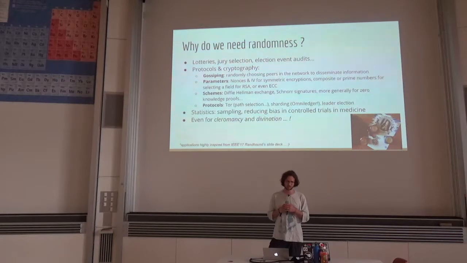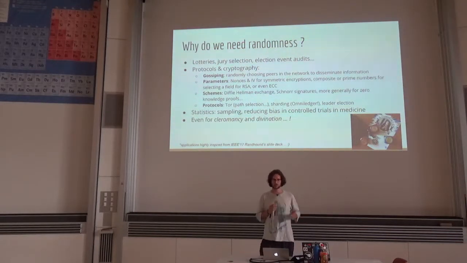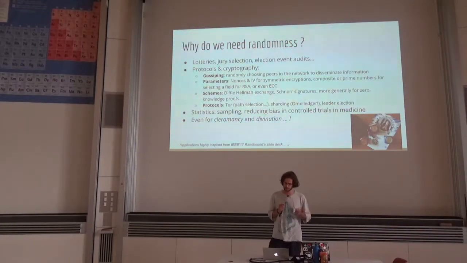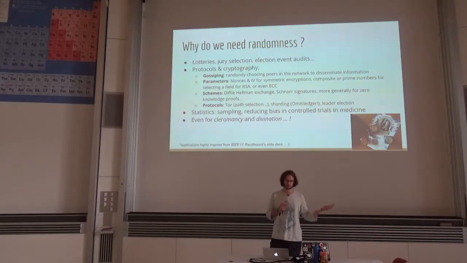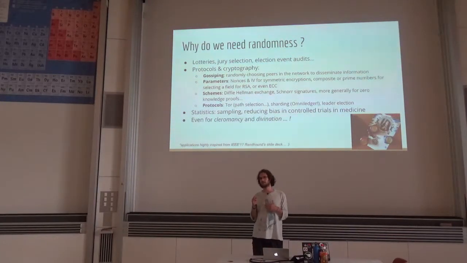We need randomness in gossiping, so how to choose which nodes to send a message to. We need randomness when we select parameters of a group, how to choose my prime numbers, for example. We need randomness for cryptographic schemes such as Diffie-Hellman key exchange, like how do we select a new point, how do we create this new point, etc.